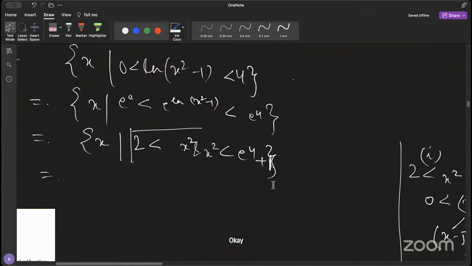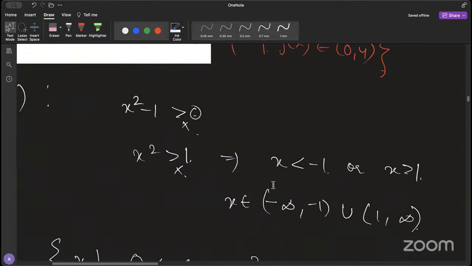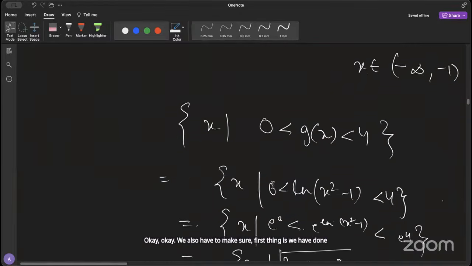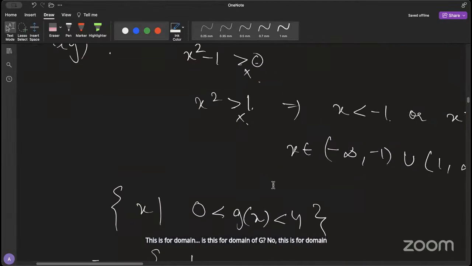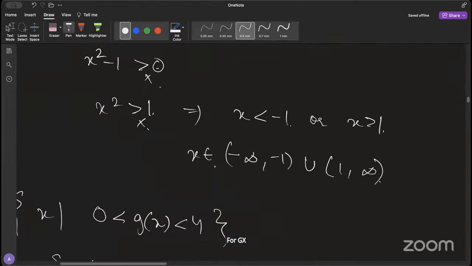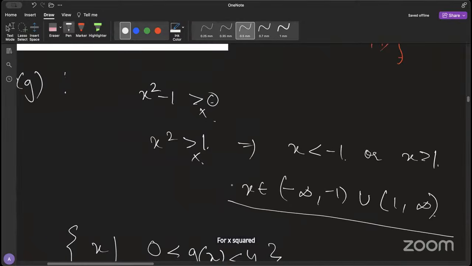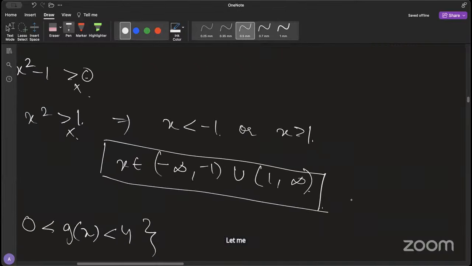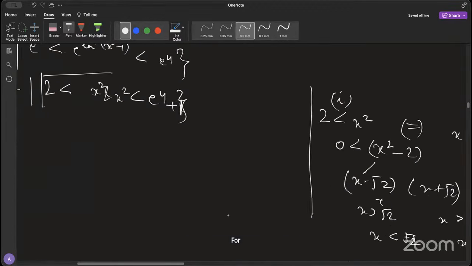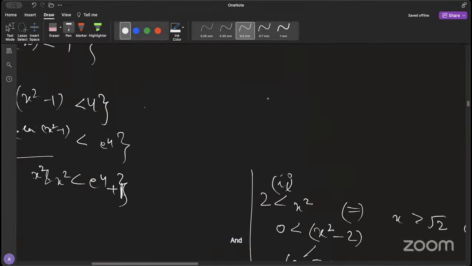We also have to make sure, this is for the domain of g, no, this is for the domain with g(x) being here, right? And this is also one of the intervals we have, right? For x squared, we have this too. This condition should also be satisfied. So there are 3 conditions. Let me call this condition 1, I want this to be satisfied for my domain. Then this is the second condition I want to be satisfied. And this is the third one.